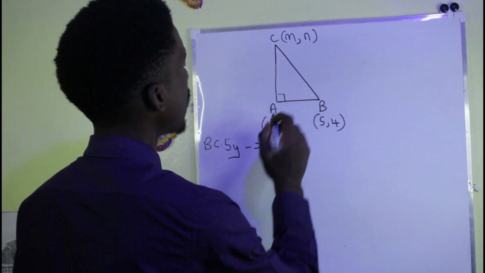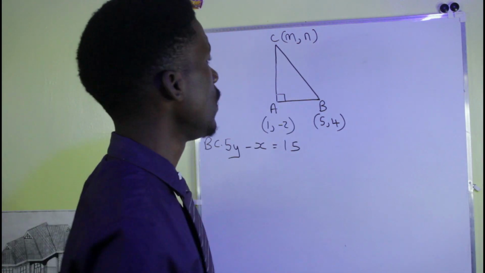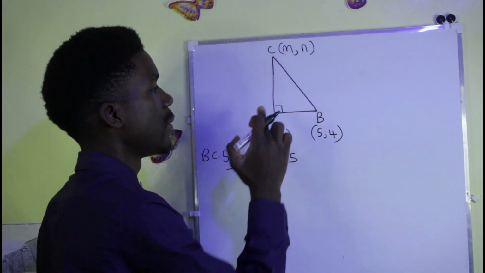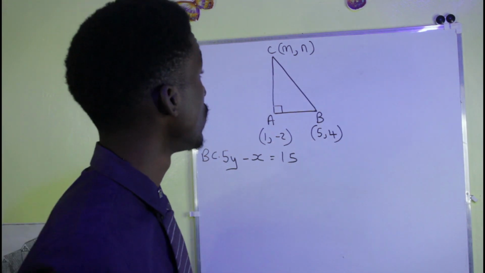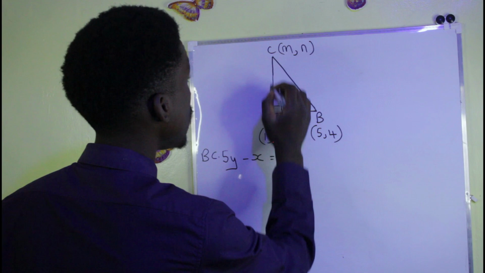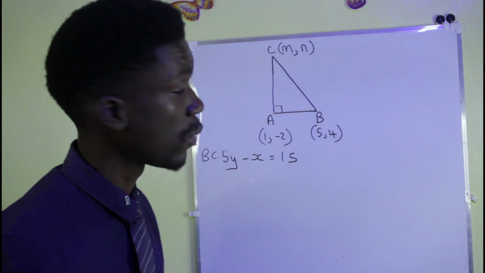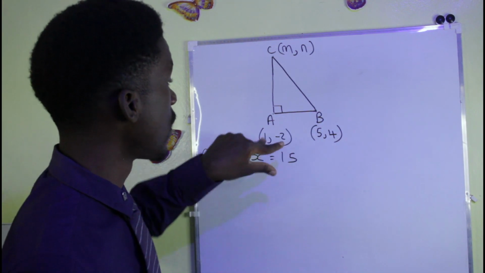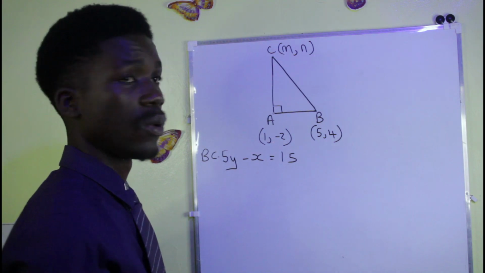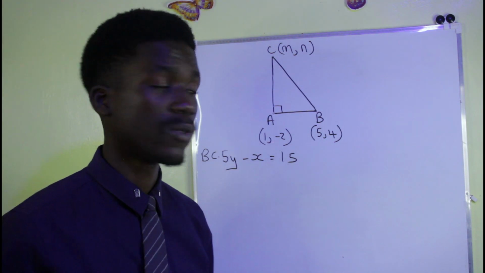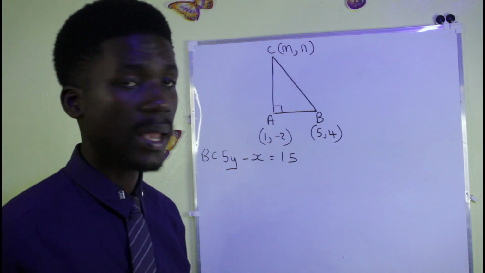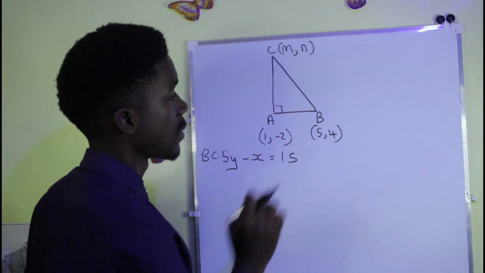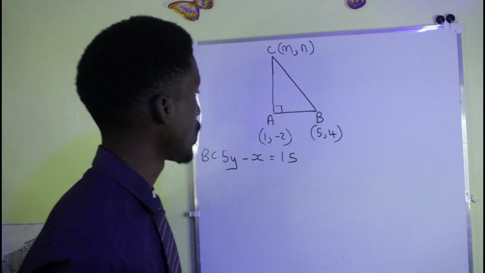We can all see that lines AB and AC are perpendicular. And we have AB with all its coordinates, so we are able to find its gradient. I think we can find the gradient of line AB because we have the coordinates. So let us proceed.